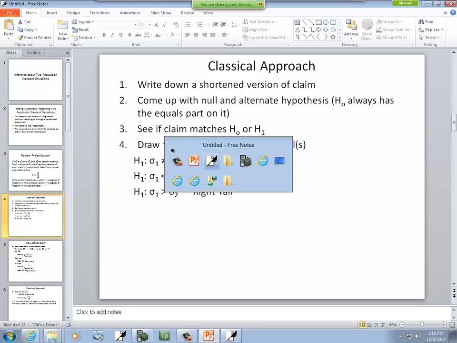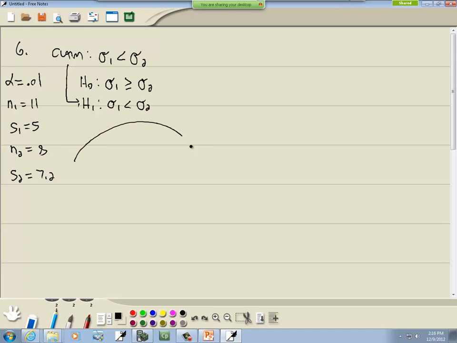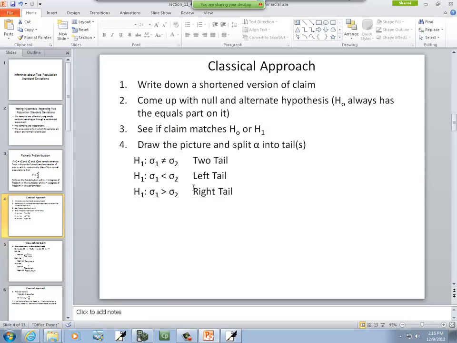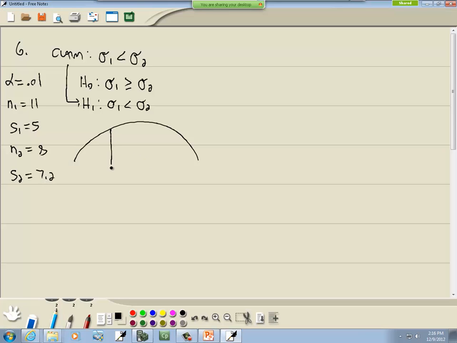See if your claim matches. We already did that. Draw the picture. Less than on H1 means the left tail. So, left tail. Split our alpha into our tails. So we got 0.01 there and 0.99 here.